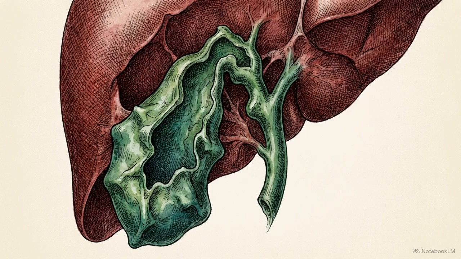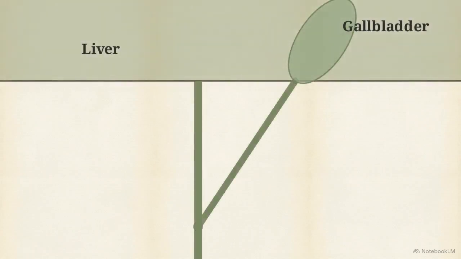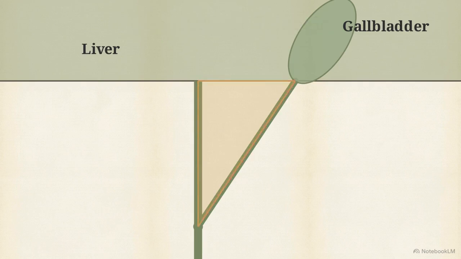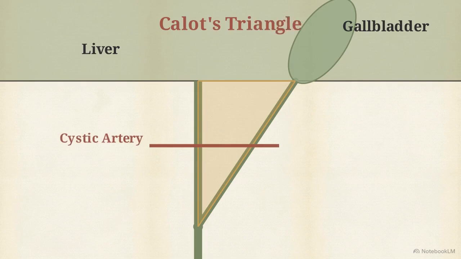gallbladder carcinoma. To safely operate in this region, surgeons map the anatomy using strict geometric boundaries. This diagram outlines the hepatocystic triangle. It is a broad area bounded by the inferior edge of the liver, the common hepatic duct, and the cystic duct. Within that space sits a much narrower surgically vital zone. Callot's triangle is defined by the cystic artery superiorly, the cystic duct, and the common hepatic duct.